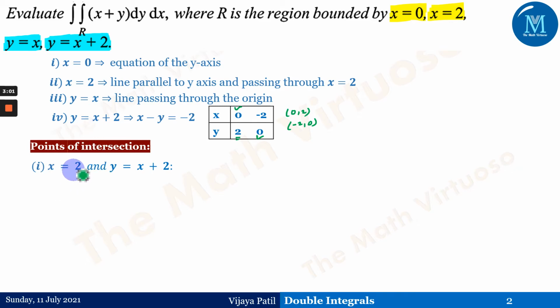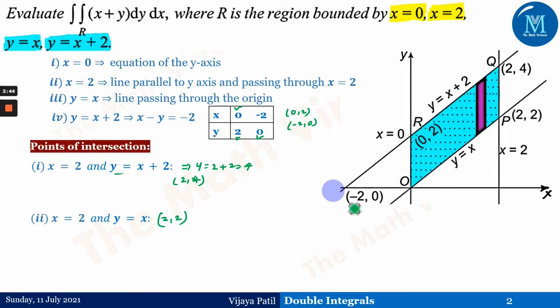So if you observe, x equals 2 and y equals x plus 2. In this second equation, if you put the value of x equals 2, we'll get y equals 2 plus 2, that is equal to 4. So we have got the point of intersection as 2 comma 4. If we talk about the other two curves, x equals 2 and y equals x, if we put x equals 2 we'll get y equals 2, because the curves are very simple, and therefore the point of intersection is 2 comma 2.